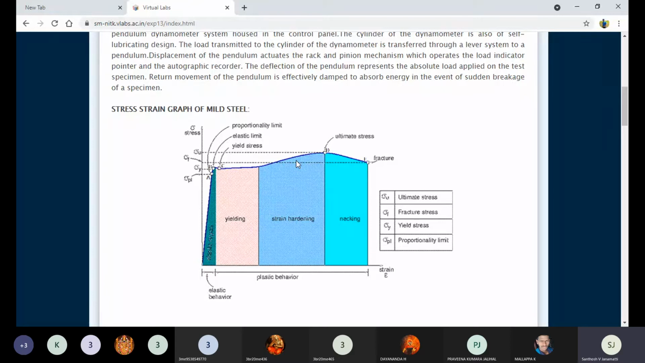So the load will be almost constant, right? Due to that strain hardening, after the strain hardening the load will increase. This will be for some period of time, and the load will be constant.